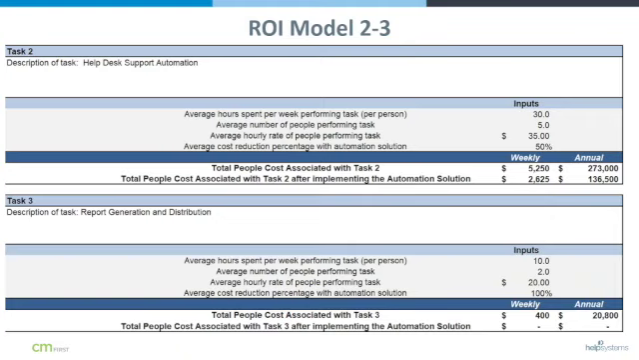The third example, report generation, is kind of unique. It's only 10 hours a week for a few people, a little lower rate, but we can automate this entirely. So we see $20,000 annually saved through this task automation.